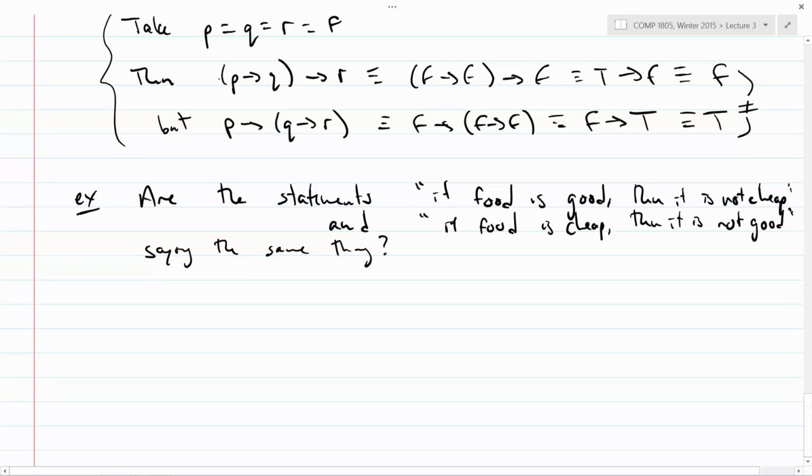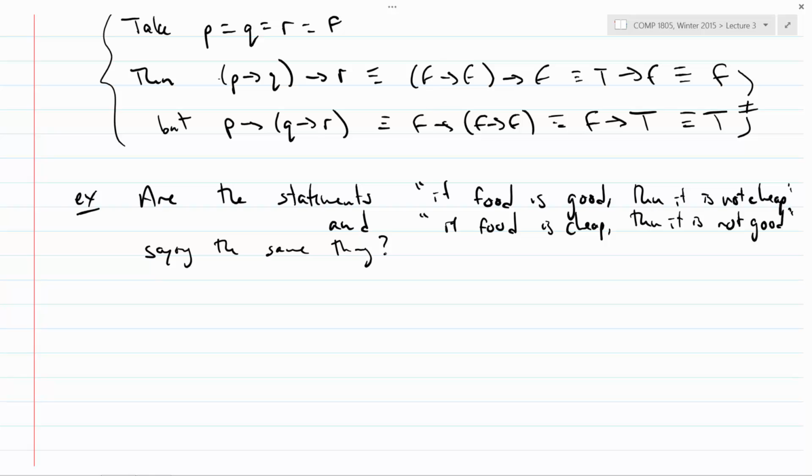This is how you would get asked the question informally, but because you've taken Comp 1805, you know that what the speaker is really asking is, are they logically equivalent? Okay, so who thinks they're logically equivalent? And who thinks they're not logically equivalent? And who thinks they're neither equivalent nor not equivalent? Okay, so, yeah, that's weird.